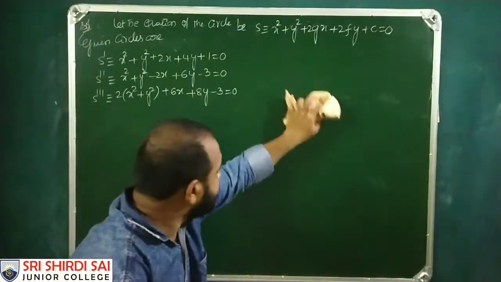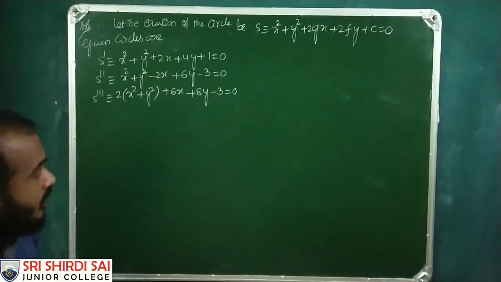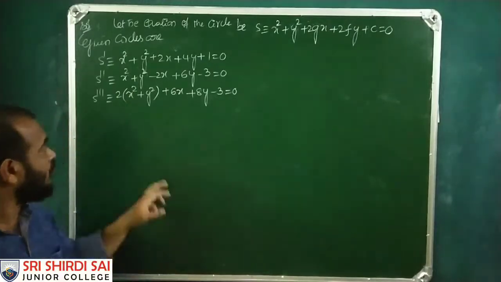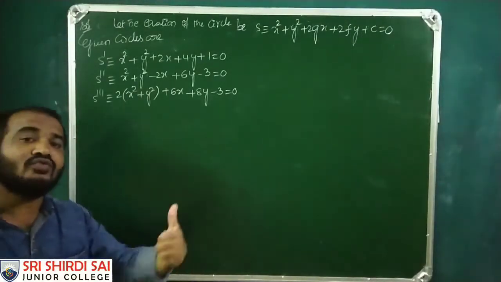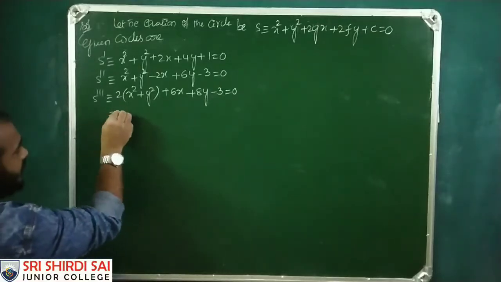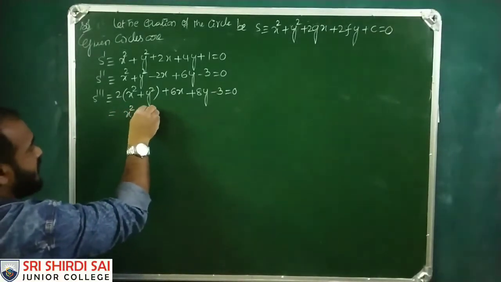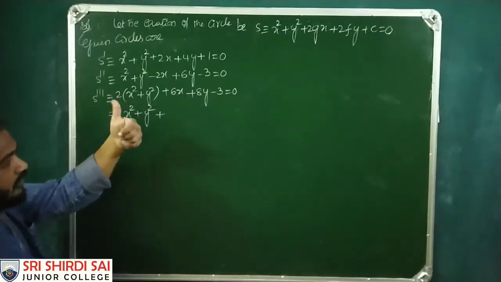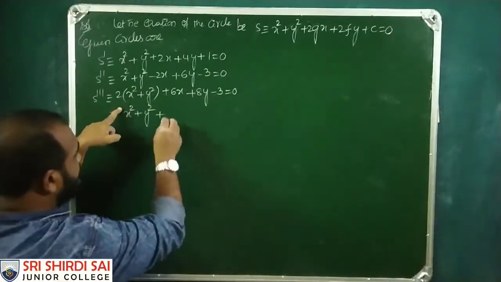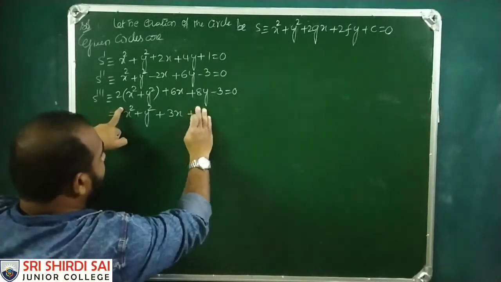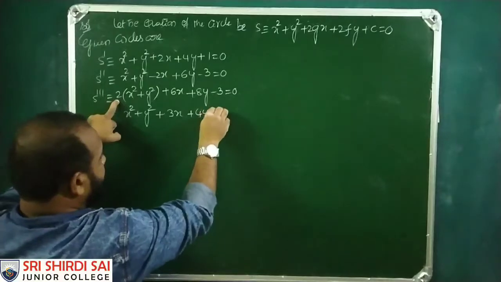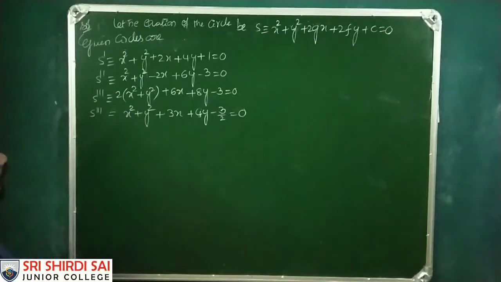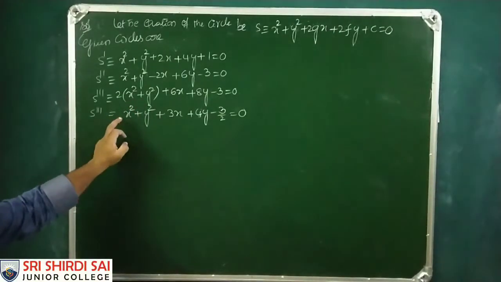Since S triple dash is not in order, which is not a general equation, for the equation to be a general equation, the coefficient of x square and the coefficient of y square should be 1. For this, let us do a little thing. Multiply x square plus y square with 2, then the coefficient of x square and y square will be 1. So 6x by 2 is 3x, plus 8y by 2 is 4y, minus 3 by 2 equals to 0. Now this is my S triple dash. Instead of the earlier one, I'll take this.